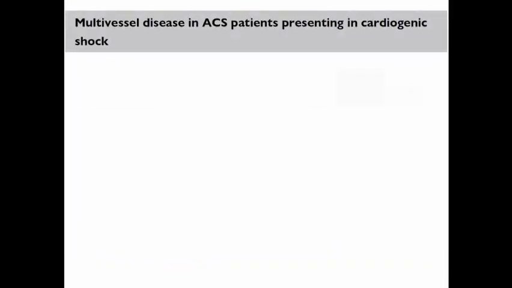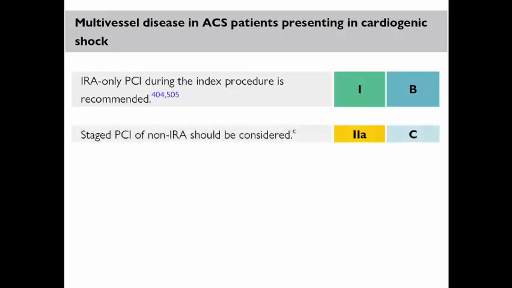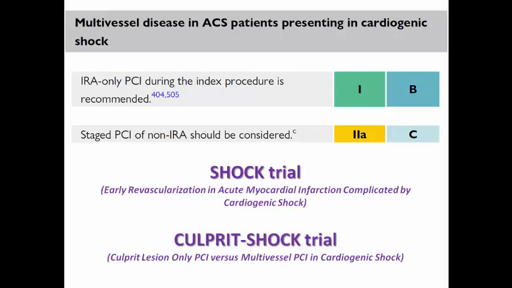So there is a class 1 recommendation for infarct-related artery-only PCI during the index procedure in case of acute coronary syndrome and cardiogenic shock, and then staged PCI for the non-infarct-related artery should be considered as a class 2A, either before hospital discharge or after hospital discharge, based on the results of the SHOCK trial and the CULPRIT-SHOCK trial.